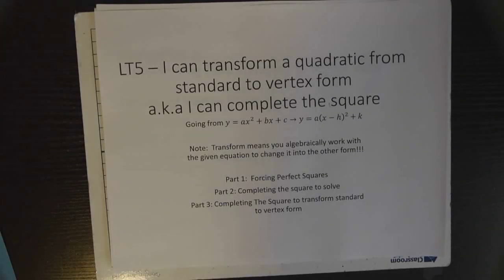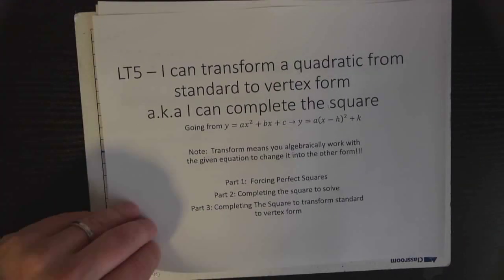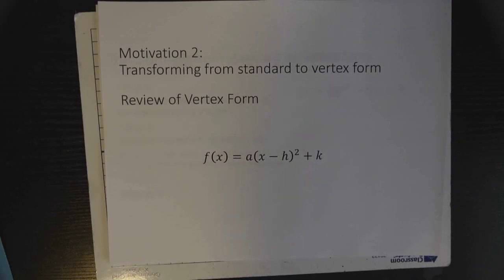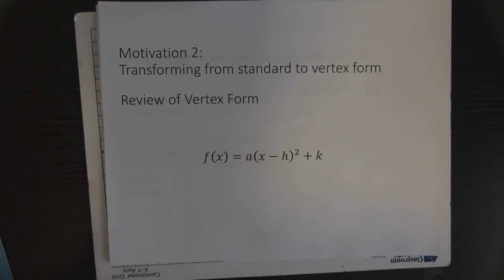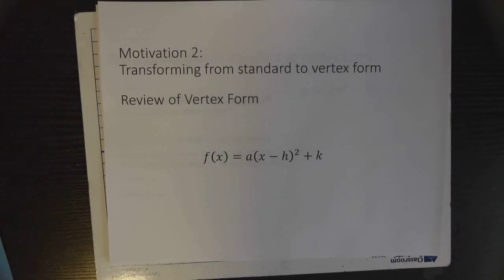This is part 3 for learning target 5. I can transform a quadratic from standard to vertex form, known as completing the square. And this is part 3, completing the square to transform standard to vertex form. So again, this is the second motivation for transforming from standard to vertex form for a quadratic function.